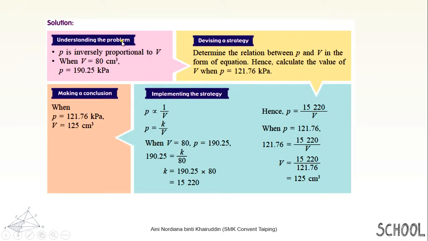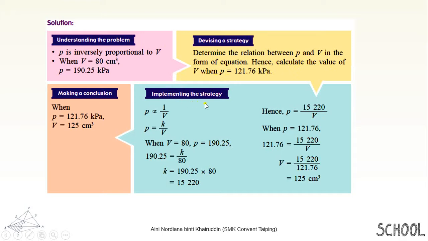So first, understand the problem. P is inversely proportional to V. When V equals 80, then P equals 190.25. Then devising a strategy: determine the relation between P and V in the form of an equation. Hence, calculate the value of V when P equals 121.26.